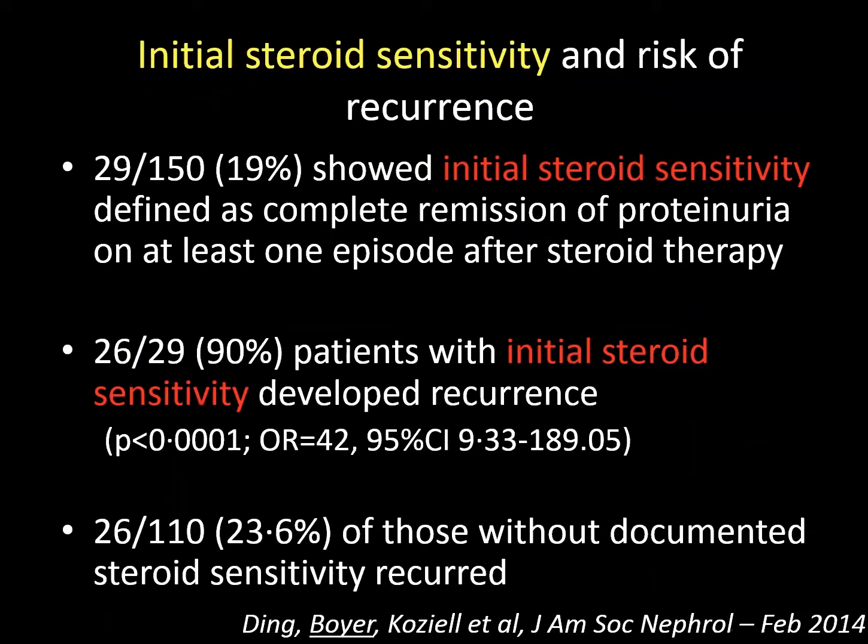We hypothesized that the patients who had initial steroid sensitivity, so again, you call it either initial steroid sensitivity or secondary steroid resistance, have an immune-mediated disease that is more likely to recur. Of those 150 patients, 29 had this initial steroid sensitivity. And of those 29 patients, 26, 90% of those patients, developed recurrence. So this turned out to be a very effective biomarker, if you like, of circulating factor disease. And the ones who didn't have initial steroid sensitivity, less than 25% of those recurred.